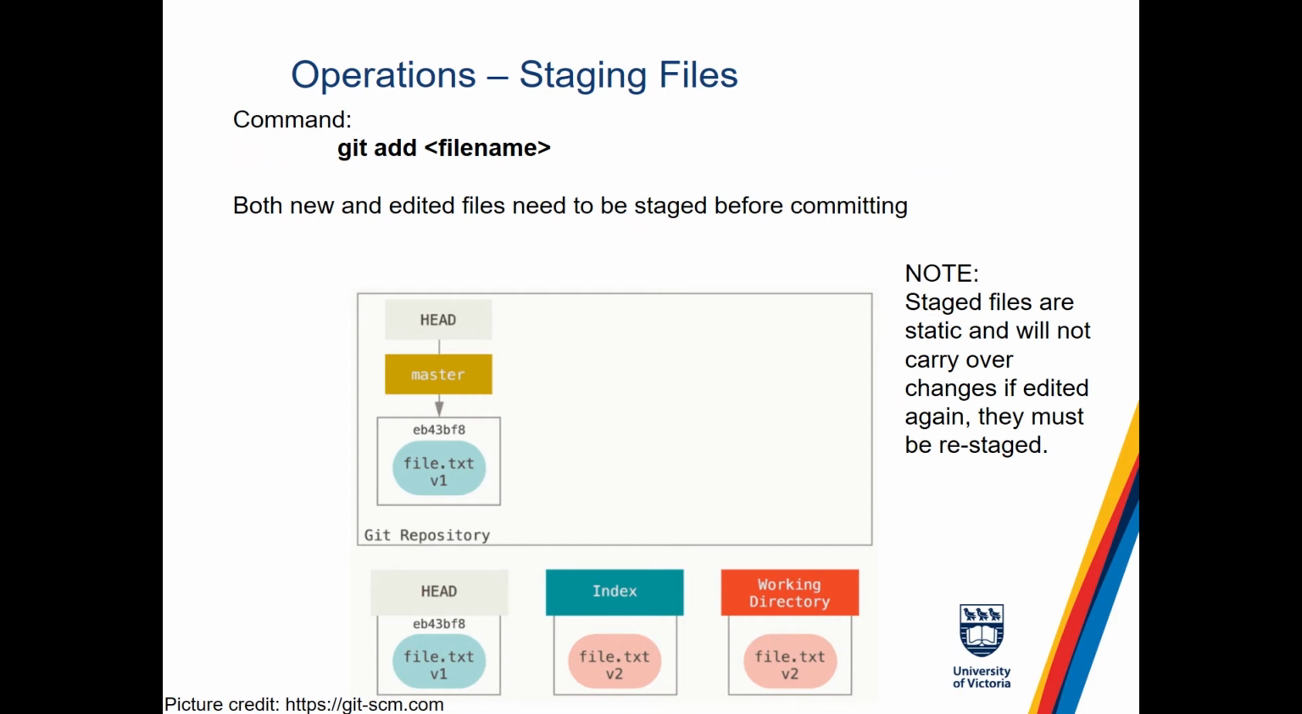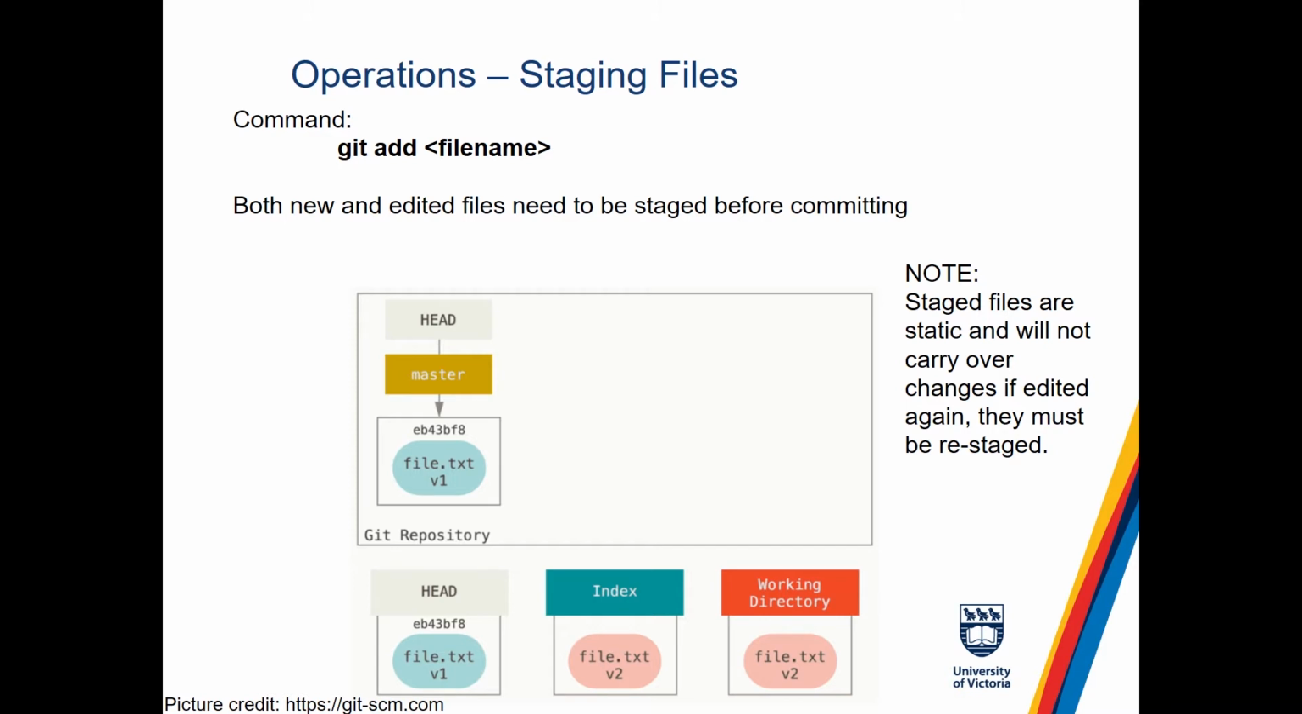So let's say you've done some work on a file. You're like, yep, this is what I want to commit. So all you do is you say git add, and then the file name, and that will put it into the staging area for you to commit. I'll go over all of this in the command line in just a second.